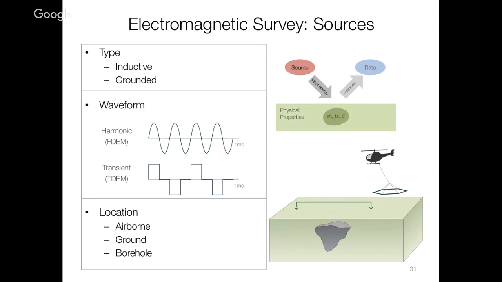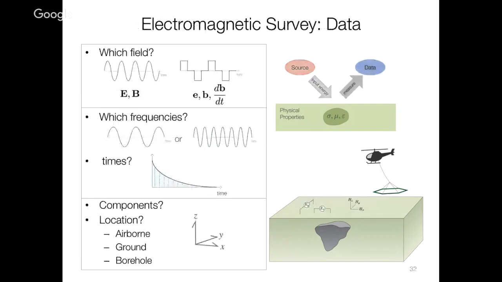So even for sources, there are many options. Now our data. Well, what can we measure? We can take two probes and put a voltmeter in there to measure electric fields, or we could measure a magnetic field.